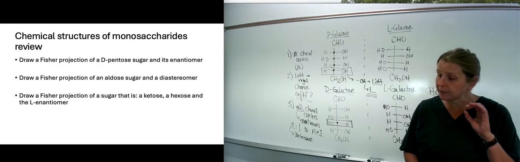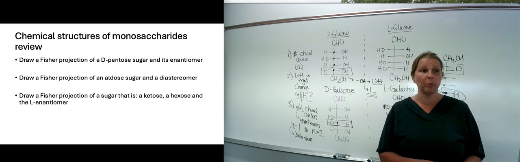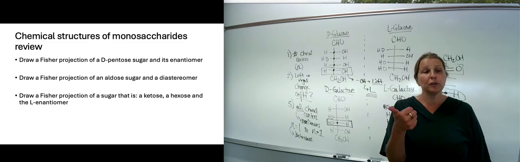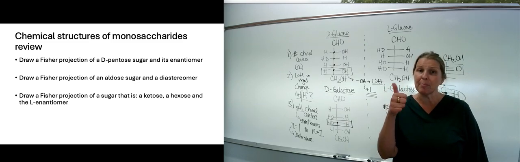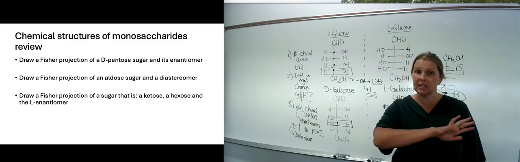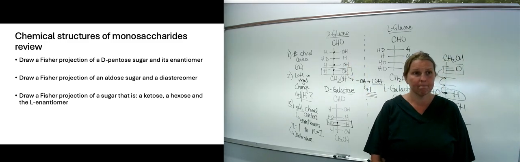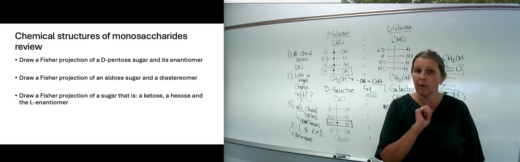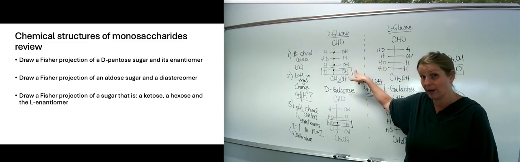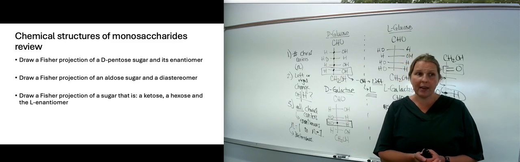If we take a look really quick, you can do some example problems that can help you. Could you draw a Fischer projection of a D-pentose? So pentose, think about how many carbons that is. Thinking about the D form, how do we know where we position the OH groups? Does every single OH group matter, or only a certain OH group matter to make it an L versus a D? And then draw the enantiomer of that.